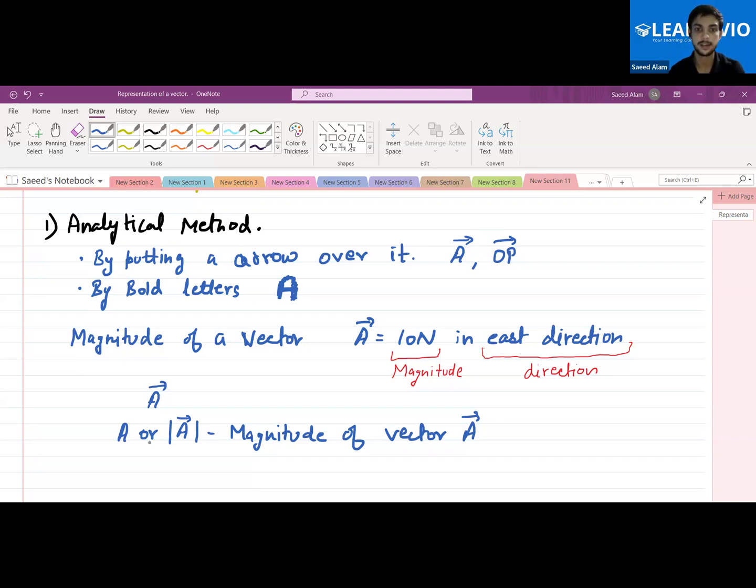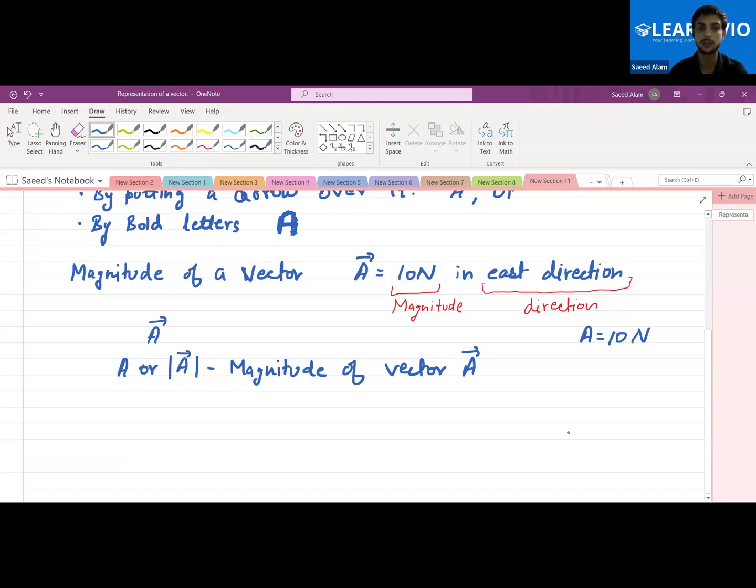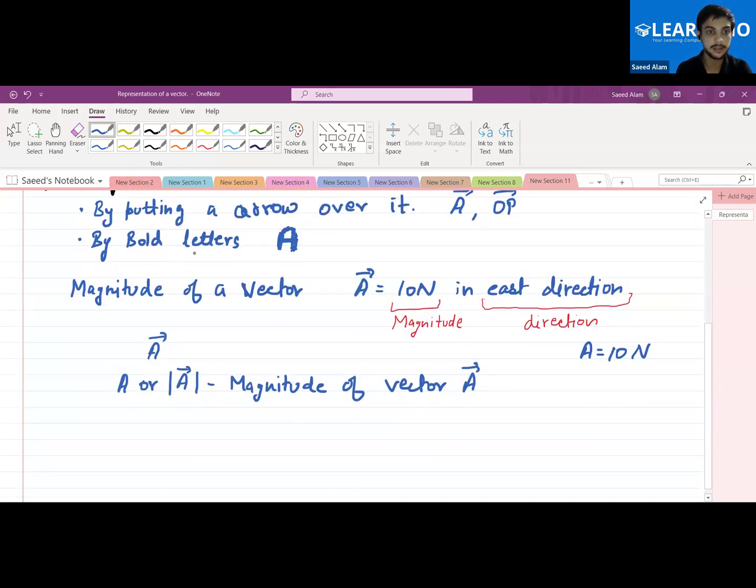For example, if I'm writing A is 10 Newton in the east direction, what will be the value of A? A will be 10. More specifically, I should write 10 Newton here, because the magnitude should contain the unit also, whether it is meter or Newton or whatever it is.